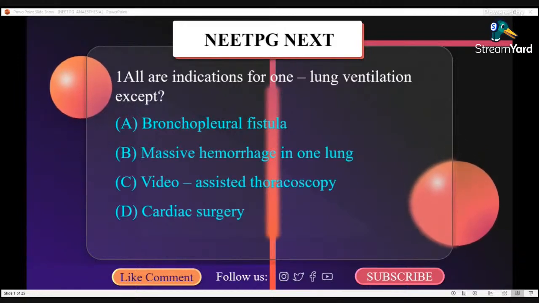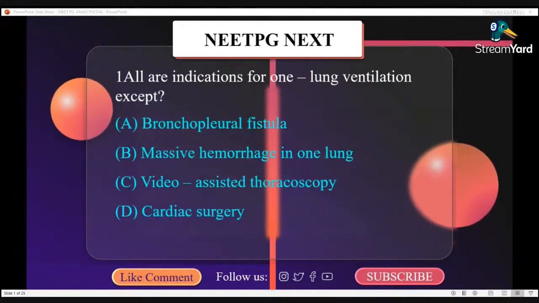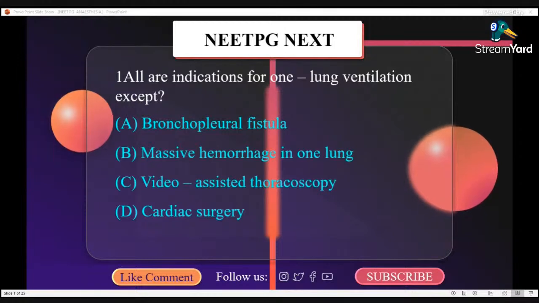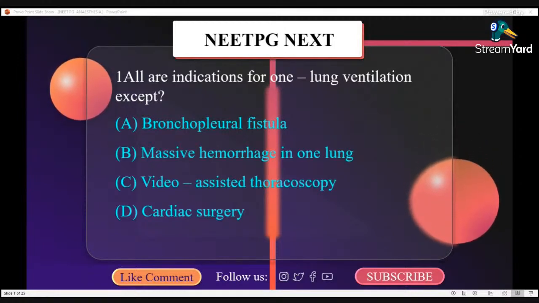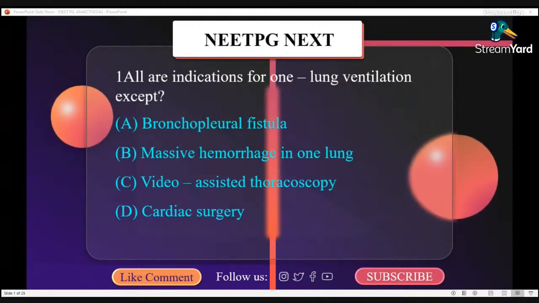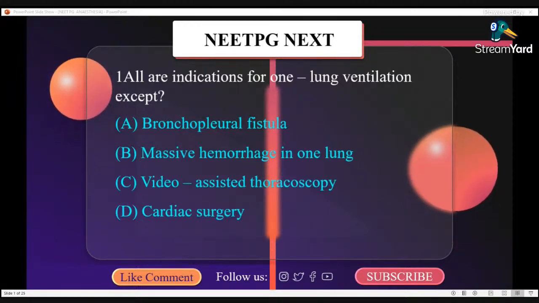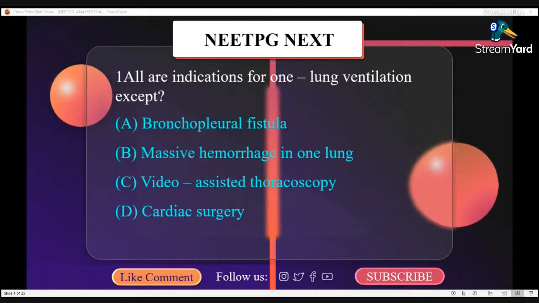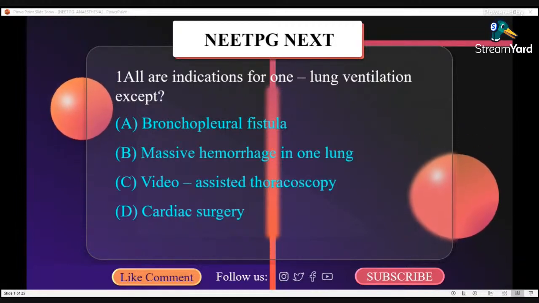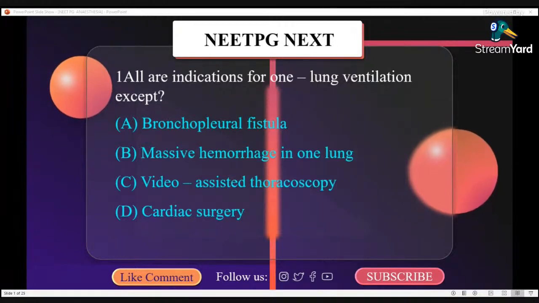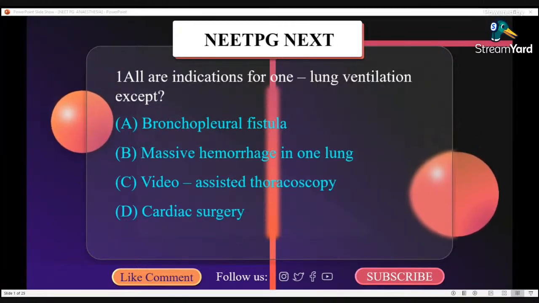Today we are going to deal with anesthesia multiple choice questions. Anesthesia forms a very important part of the NEET PG entrance examination. So let us begin with the first question.